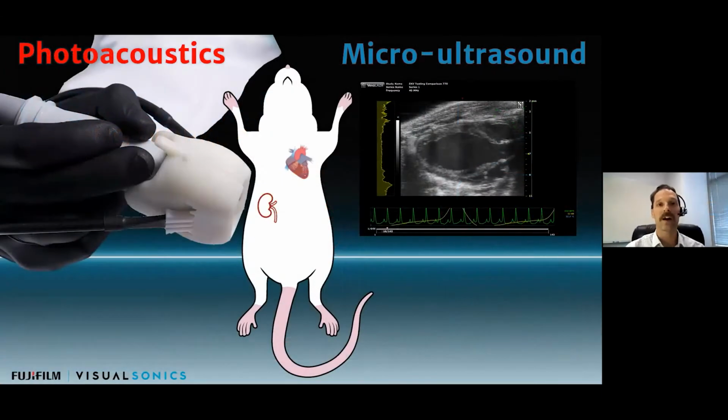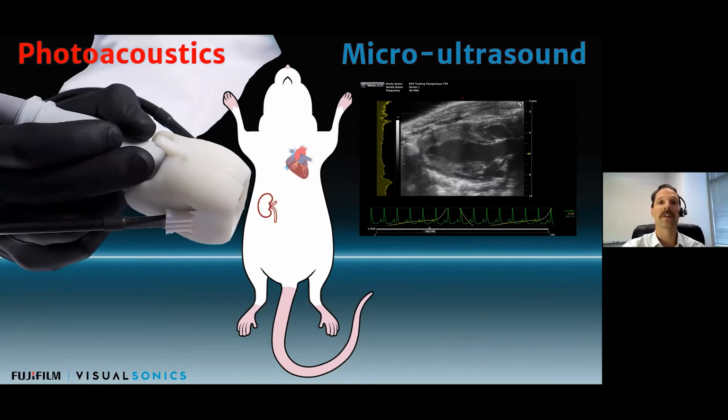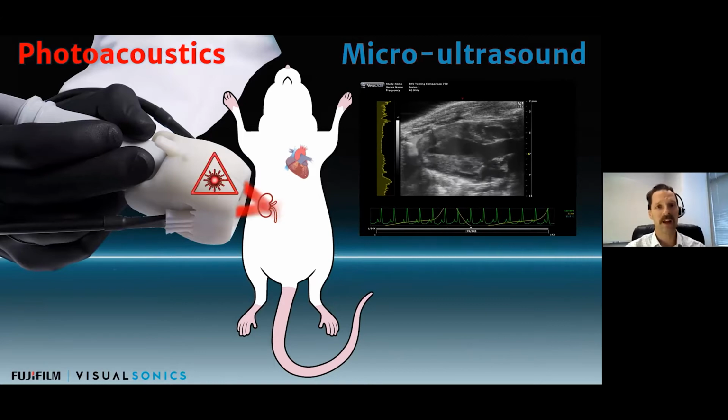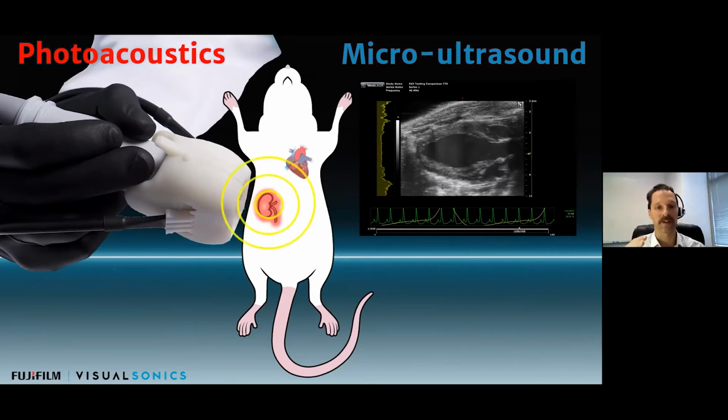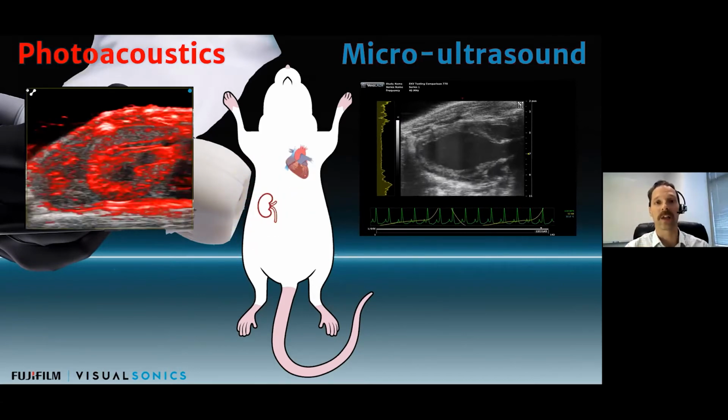Photoacoustic imaging is really a hybrid optical ultrasound imaging modality where we're using pulsed laser light into the tissue. Anything that absorbs that light heats up a little bit, gives a thermoelastic expansion, and we can then receive those generated pressure waves to make an image.